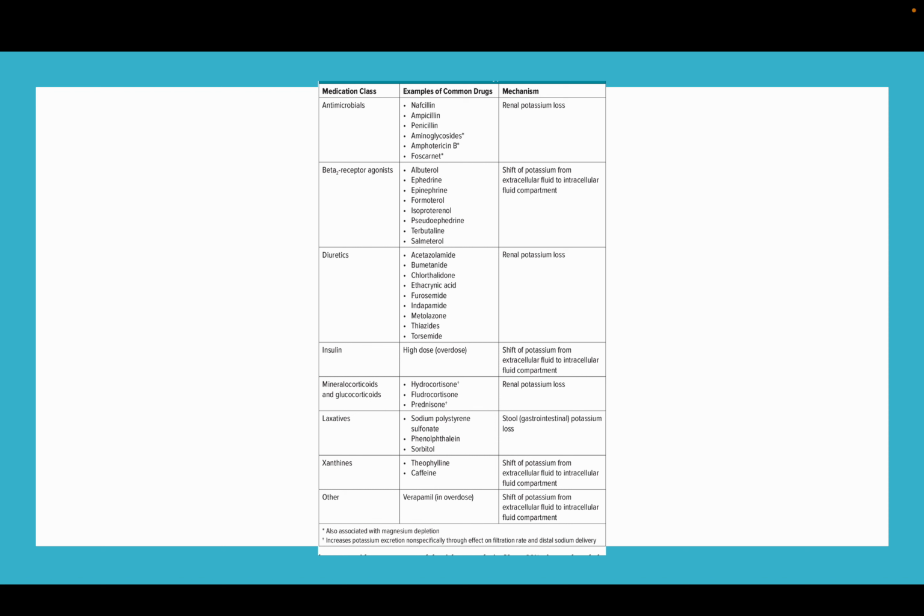So these are the various drugs that can cause hypokalemia, like ampicillin, penicillin, amphotericin B, aminoglycosides. They cause renal potassium loss at the tubular level. Then beta-2 receptor agonists like salbutamol, all the beta-2 agonists we can use.